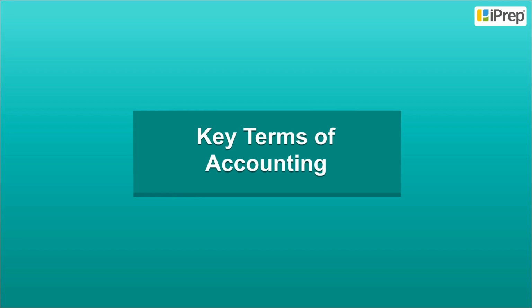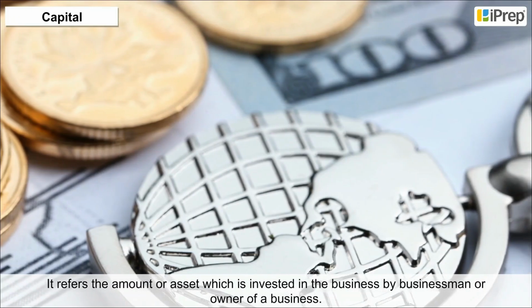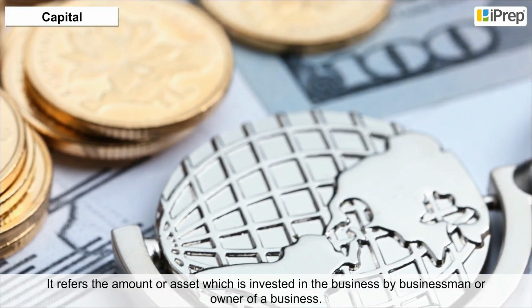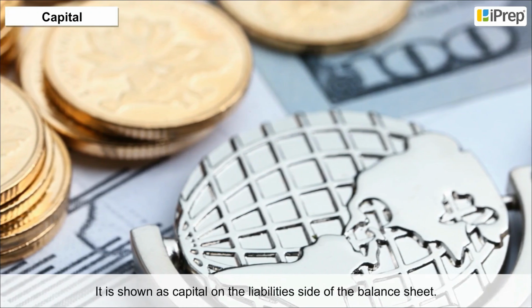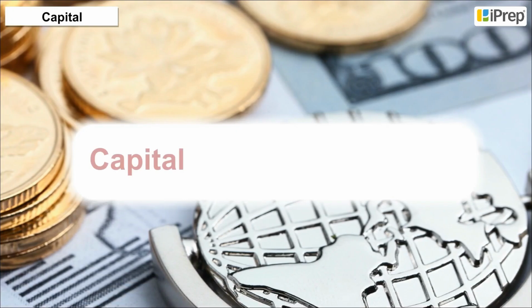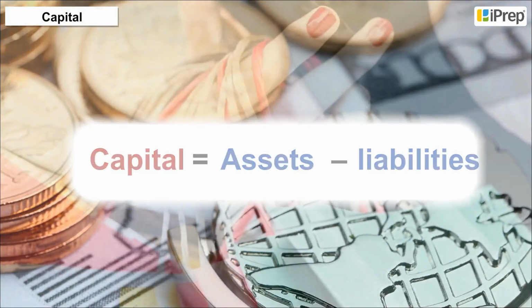Key terms of accounting. Capital. It refers to the amount or asset which is invested in the business by a businessman or owner of a business. It is shown as capital on the liabilities side of the balance sheet. Capital is equal to assets minus liabilities.